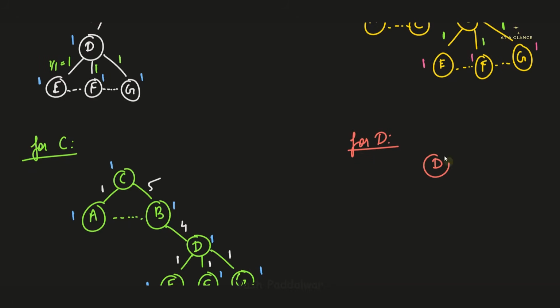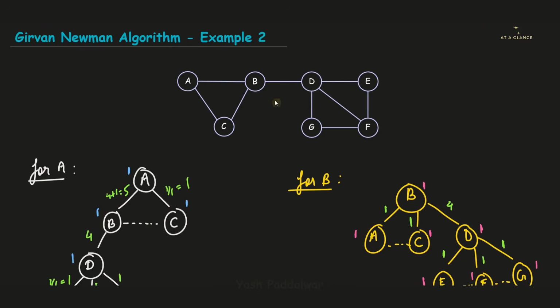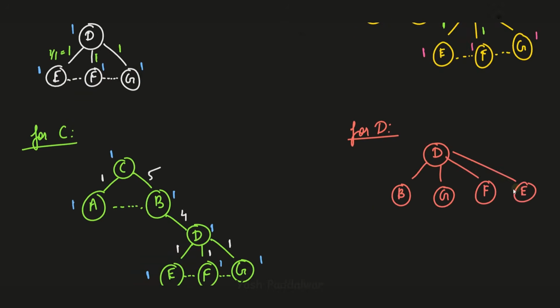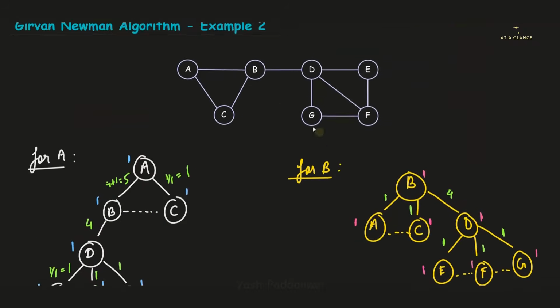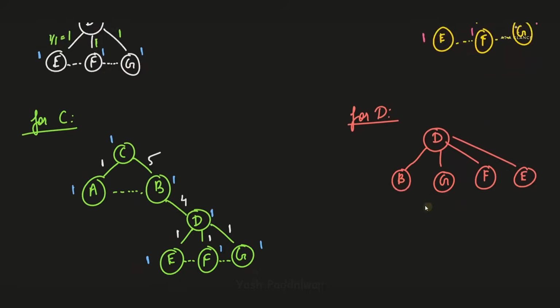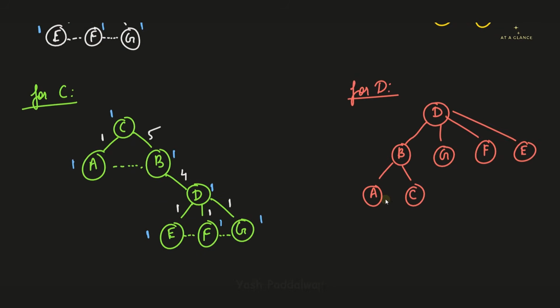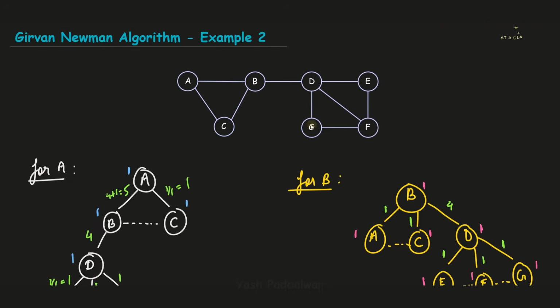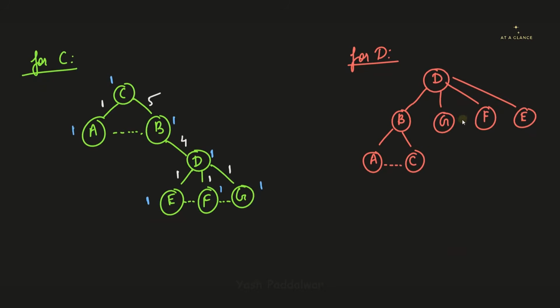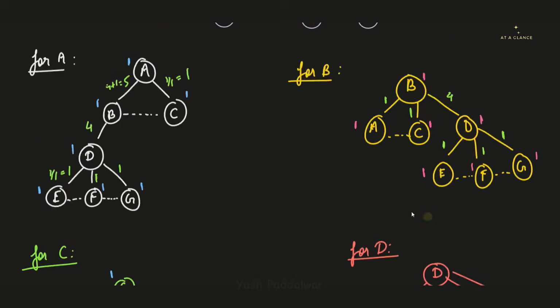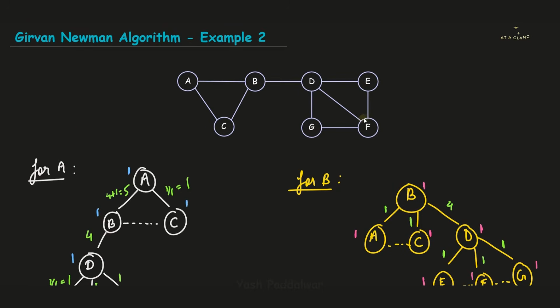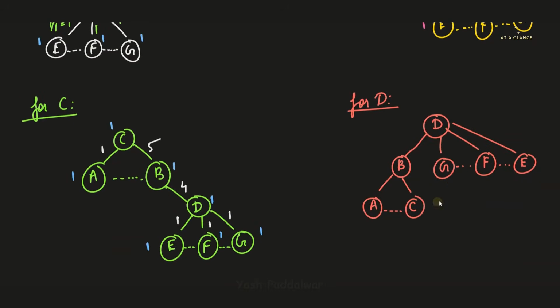Now this time, D is the root node. D has four children, B, G, F, and E. So let's write that. Now, if you remember, in the graph, B has two children, A and C. And these two children are interconnected to each other. Now, when we move on to the node G, F is present at the same level of G. So we'll connect it. Similarly, F and E are also connected to each other at the same level. So I think we are done with this particular graph.